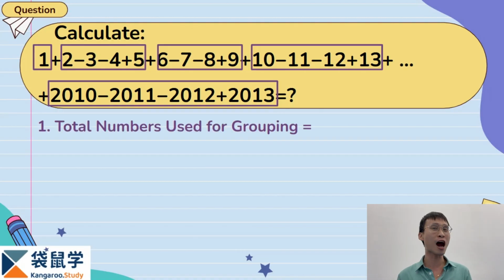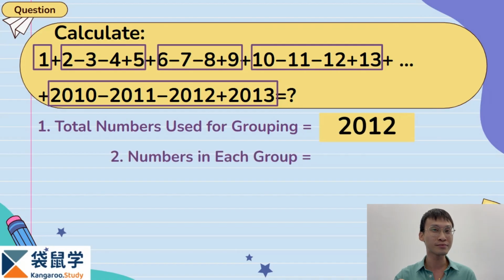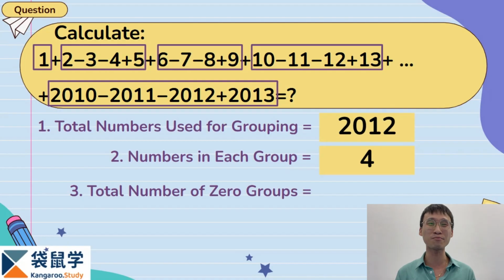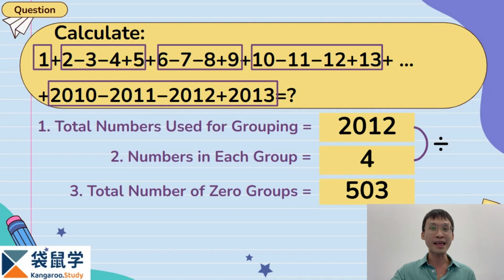How many numbers are there altogether? Very good. There are actually only 2012 numbers used for grouping. And how many numbers are there in each group? Exactly, it is 4 numbers because the signs repeat as minus, minus, plus. So, how many groups are there altogether in total? Yes, we can just simply take the 2012 numbers, divide by 4 to get a total number of 503 groups without remainder.